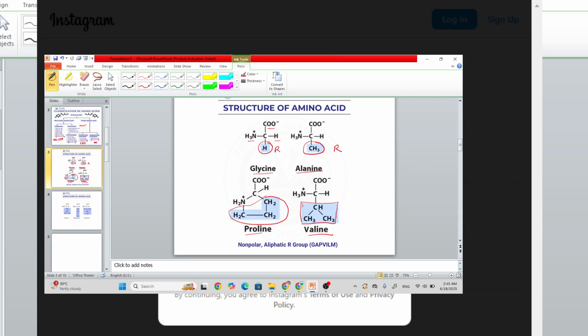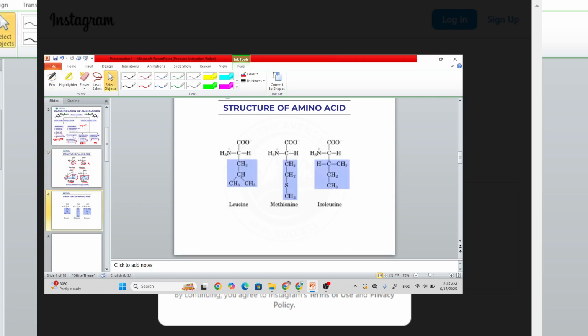There are different structures of R chains. In glycine it is very simple, only H, while in proline the R chain is a very complex structure. So it differs on the basis of the R chain. Next, leucine, methionine and isoleucine. Isoleucine and leucine are mirror images in a sense: they contain the same atoms but their structures are different. They are isomers of each other.